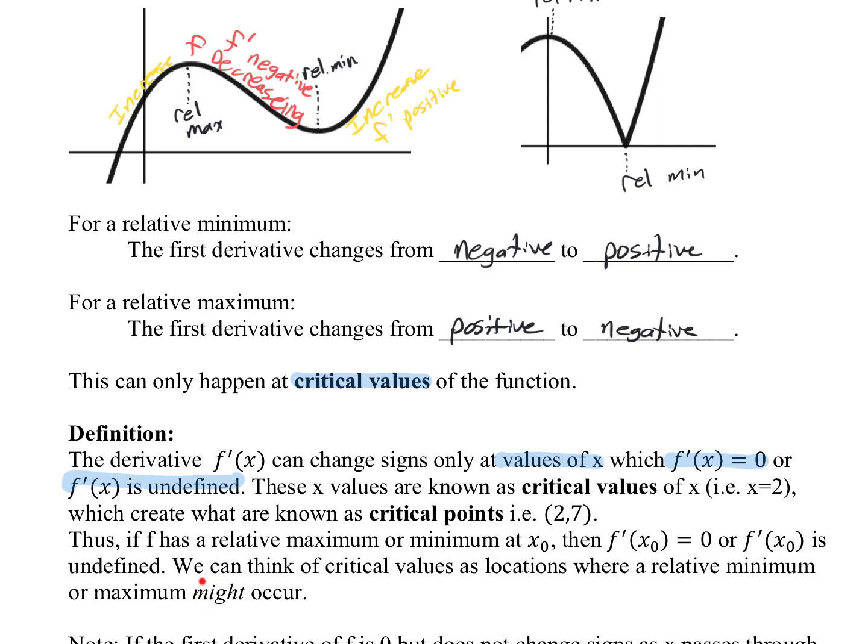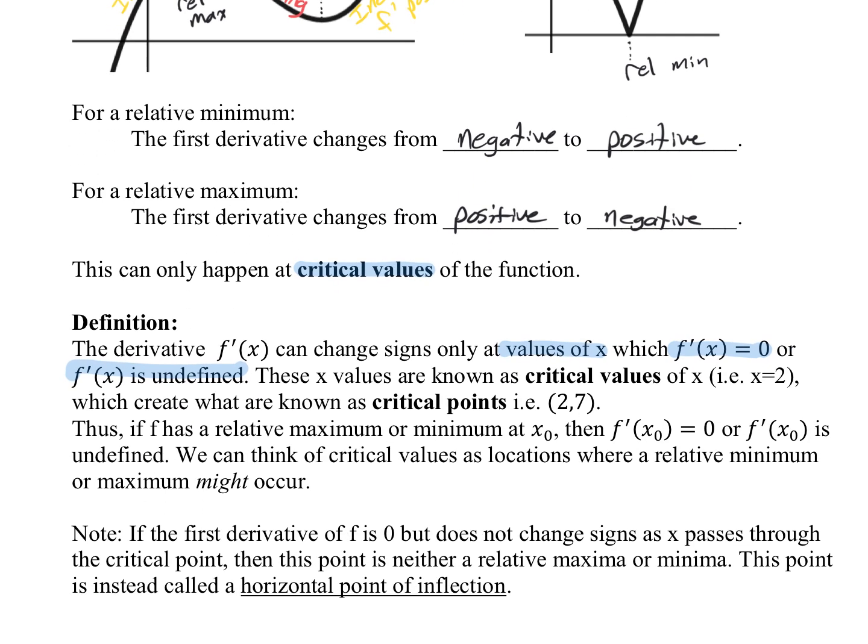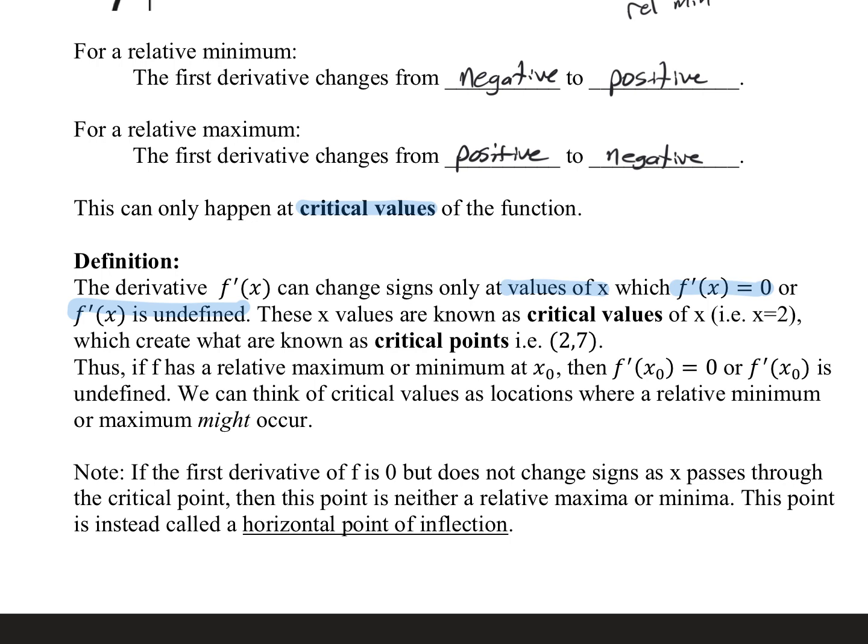Okay, so based on this definition, what we can say about critical values are places where a relative minimum or maximum might occur. It's not going to actually guarantee that we have minimums or maximums, but what it does guarantee is the only places where your derivative could change from positive to negative or from negative to positive would have to be at critical values. So a place where you got to 0 or a place where the function just became undefined. Now, if this is your first time seeing this, then you might wonder, why doesn't a critical value guarantee that we have a relative minimum or maximum?